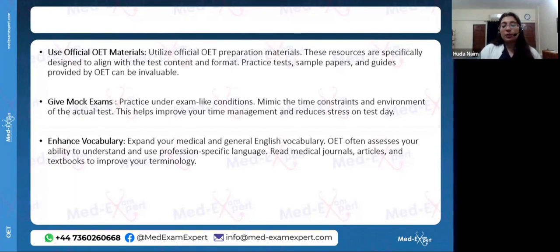Then the last step would be to improve your vocabulary. Like I told you, whenever you study anything and come across any new English vocabulary term or any medical vocabulary, always look up the meaning, because that would really help you in improving your medical as well as your English vocabulary. Read medical journals, articles, textbooks, anything that you come across that would help you to improve your terminologies and your vocabulary. That would really help you in preparing for your exams.